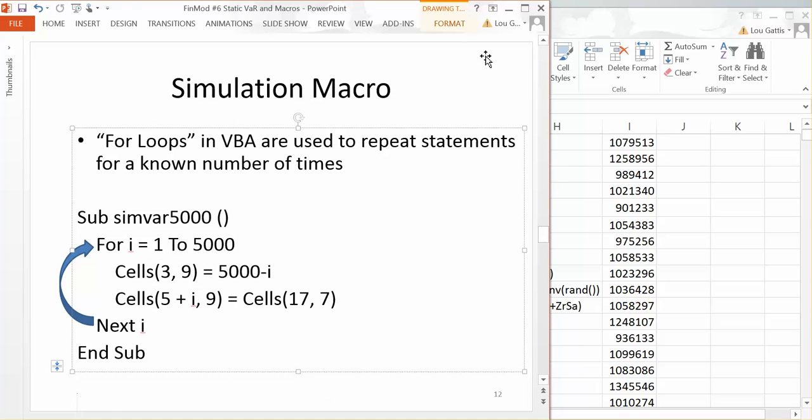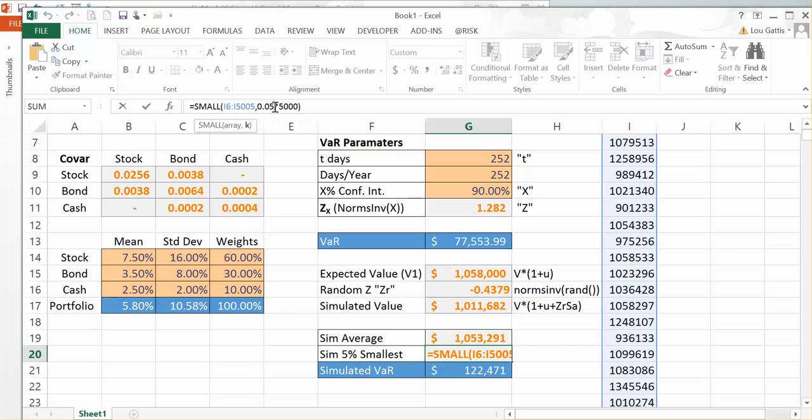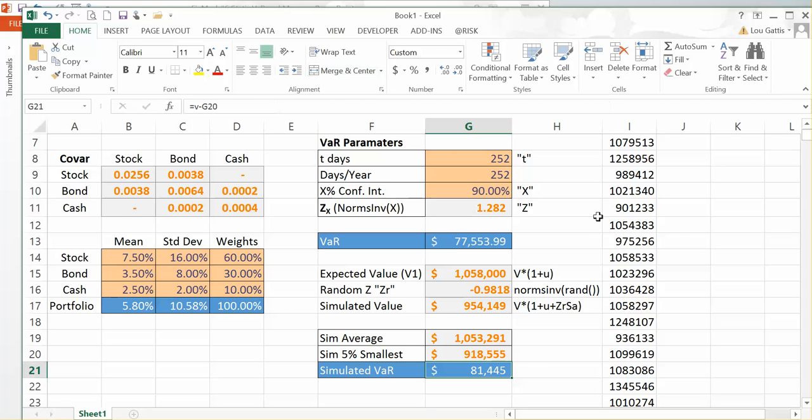So that's simulated VaR. If I wanted, say, a 99% or say a 90% VaR, you can see my analytical value is 77,000, and I can change this formula to find the 10% lowest, and it gives me 81,000. So once I have this column of numbers, I can look at the 5% smallest, 1% smallest, and so on.